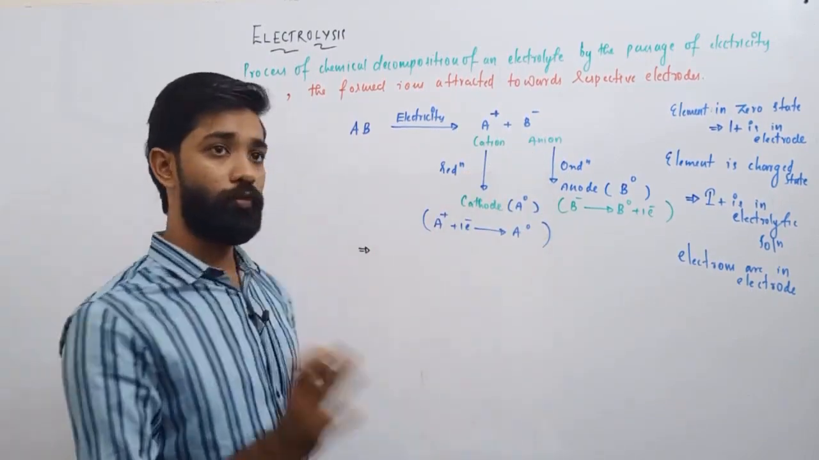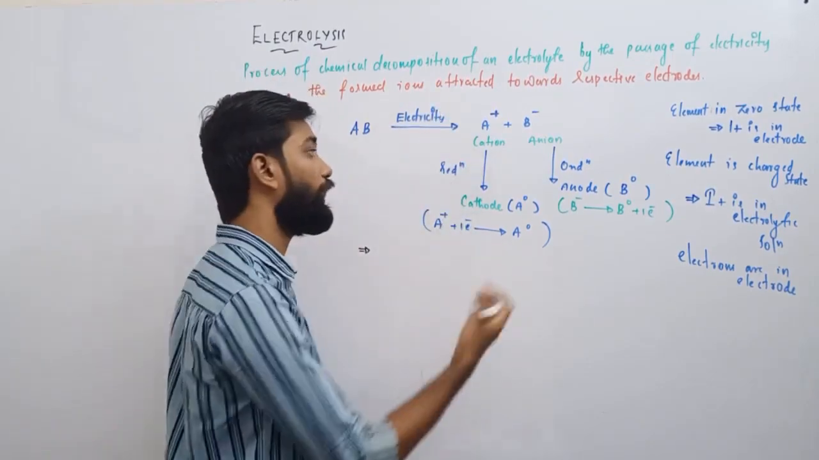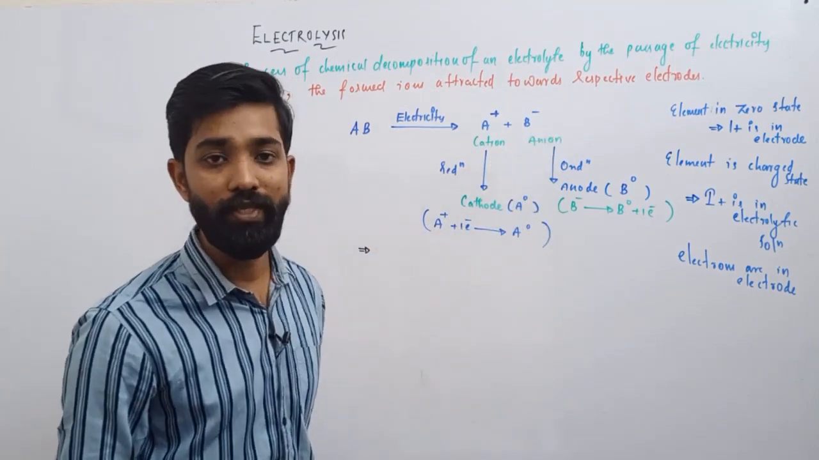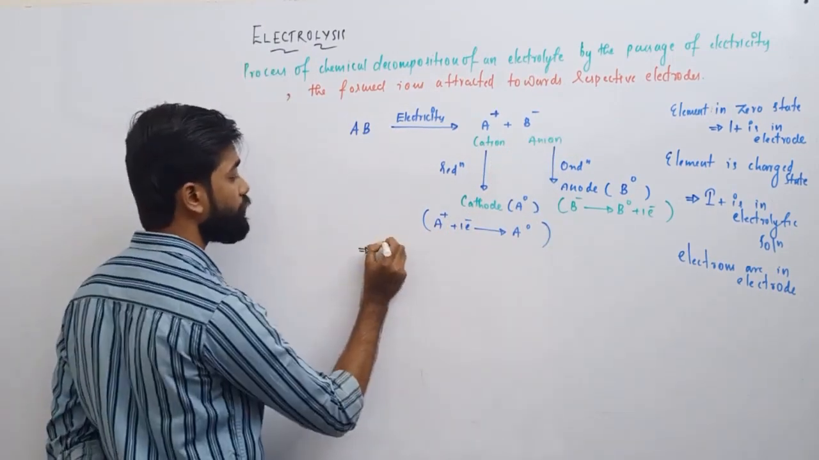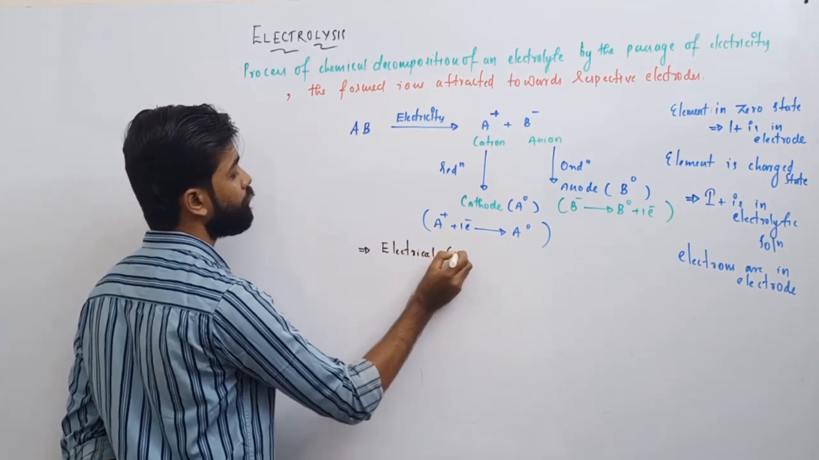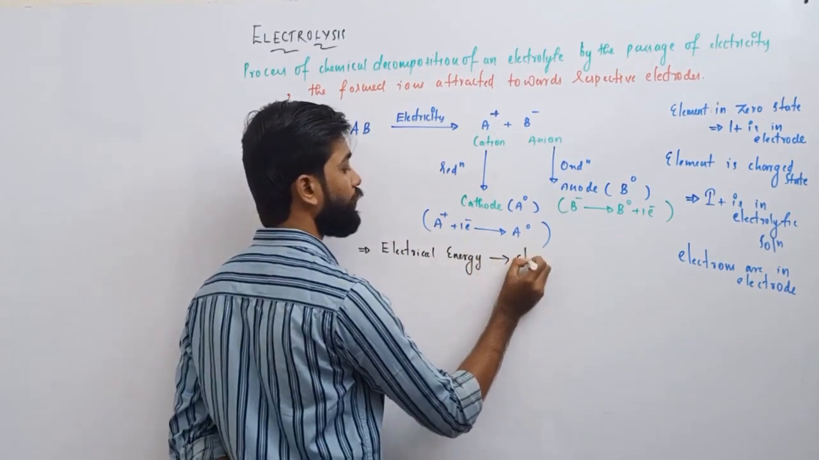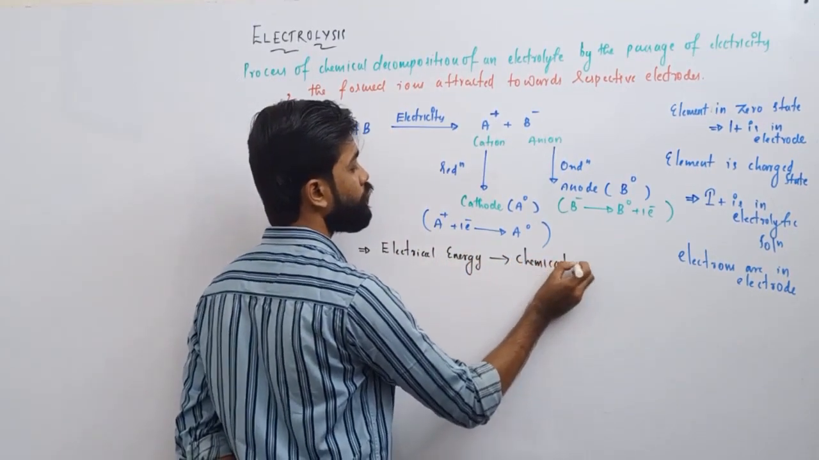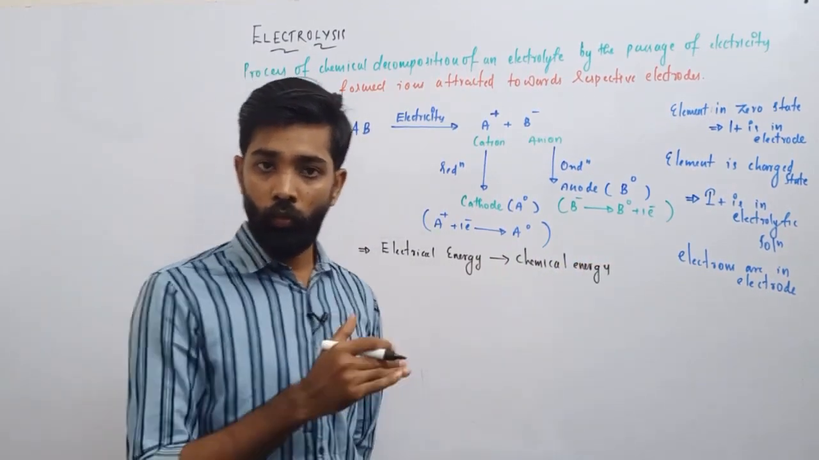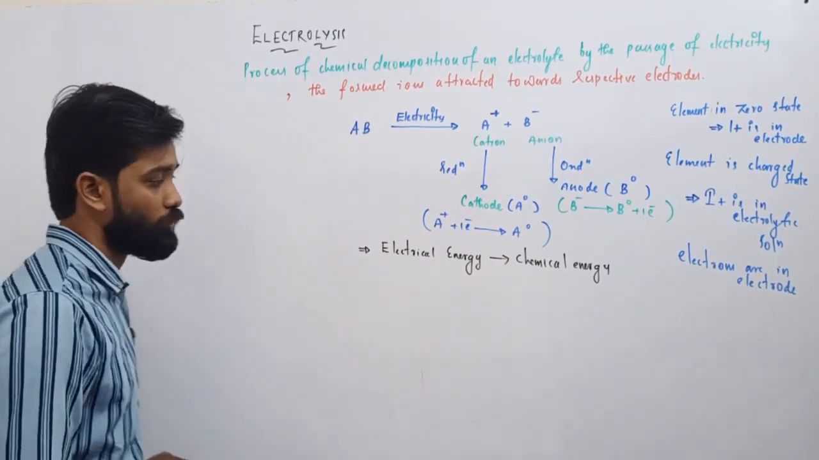For that redox reaction, first of all, you have to supply electricity. So here the energy change is electrical energy turning into chemical energy. So it is clear that here is a redox reaction. My question is whether the redox reaction is spontaneous or non-spontaneous.